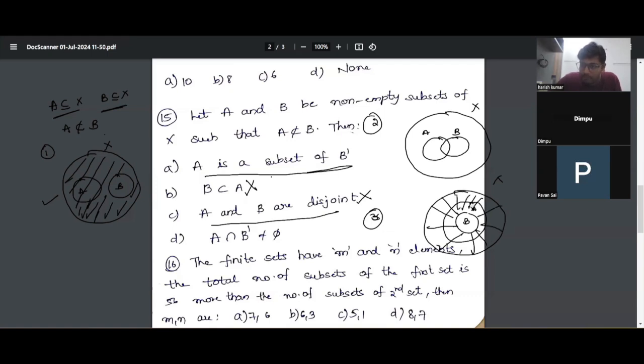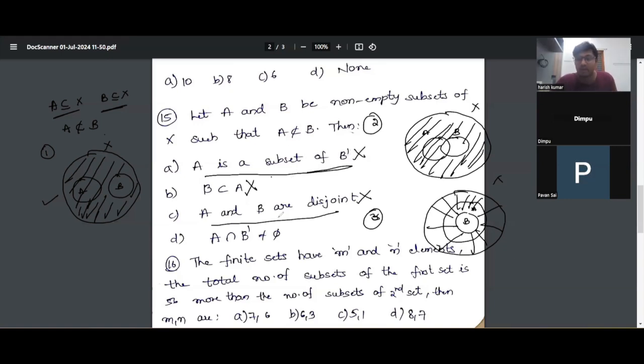అవునా కదా? కానీ ఇక్కడ ఏమవుతుంది? B కాంప్లిమెంట్ అంటే ఏంటి? ఇక్కడ ఈ పార్ట్ అంటే ఇక్కడ ఈ కామన్ పార్ట్ రాదు కదా మనకు. That means common this part, common part is not included in your B complement. If common part is not included, then it cannot be the subset. Dimpu, did you understand this? Right. So this option is also not true.